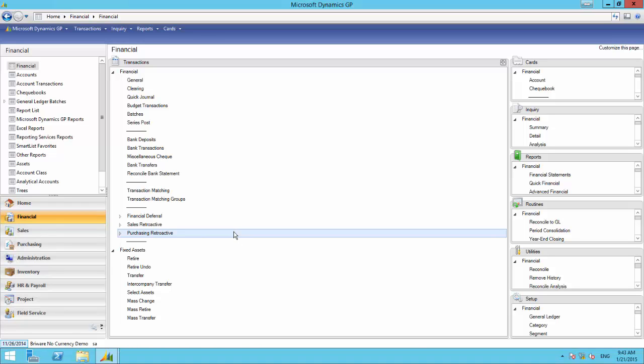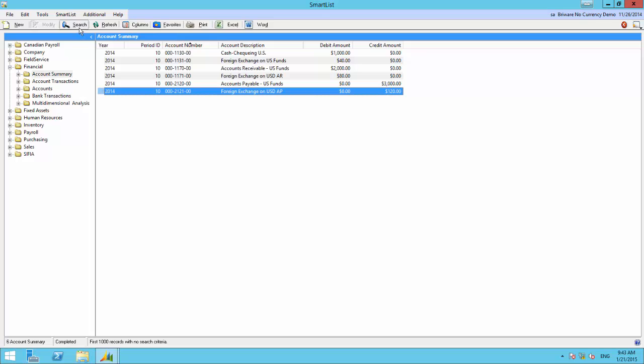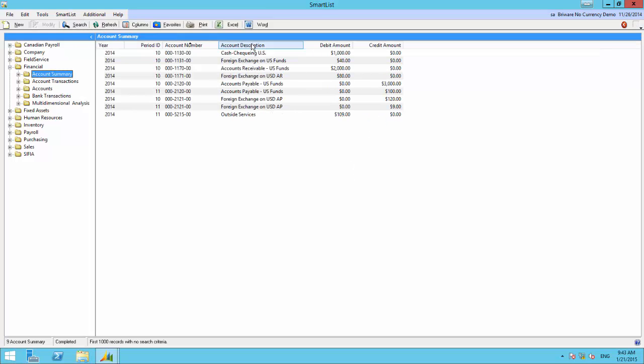Now that that's all posted, we can take a look at our smart list and refresh the data. Let's go by account number here. You can see that our accounts payable amount has changed and that our foreign exchange amount has changed. So now let's calculate some gain and loss on our US accounts payable account.